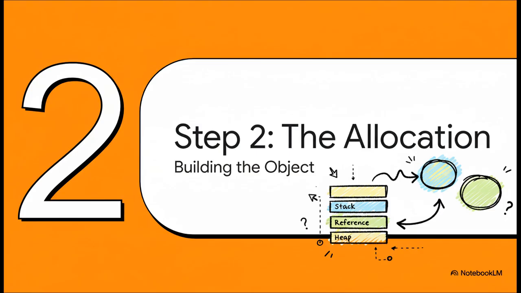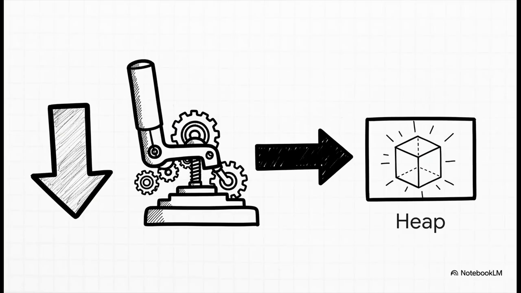Okay, so we've got our empty plot of land. Now for step 2. This is the fun part, where we actually build the house. This is the active step where something physical gets created in memory. Now we look at the second half of that original statement. myBox = new Box(). The magic word here, the real workhorse, is the new keyword. This is the command that actually constructs the Box object in memory.